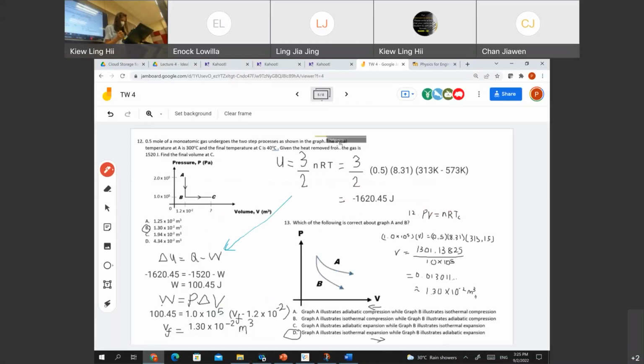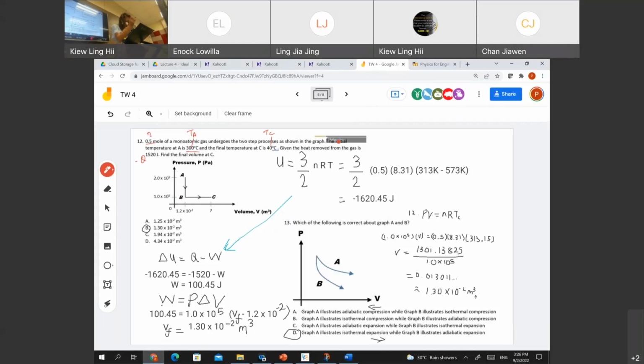Question 12. 0.5 mole. The initial temperature TA is 300 degrees Celsius and the final TC is 40 degrees Celsius. Heat removed means negative sign convention, so negative Q, 1520. Find the final volume at C.